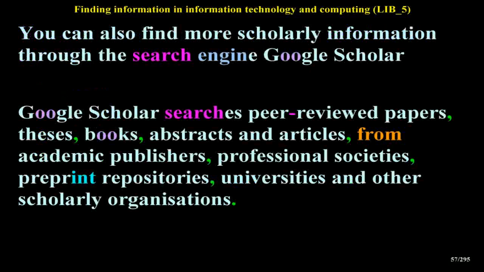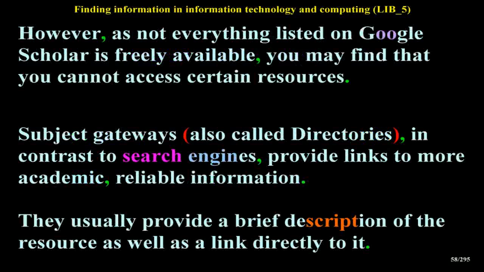Google Scholar searches peer-reviewed papers, theses, books, abstracts and articles from academic publishers, professional societies, preprint repositories, universities and other scholarly organizations. However, as not everything listed on Google Scholar is freely available, you may find that you cannot access certain resources.